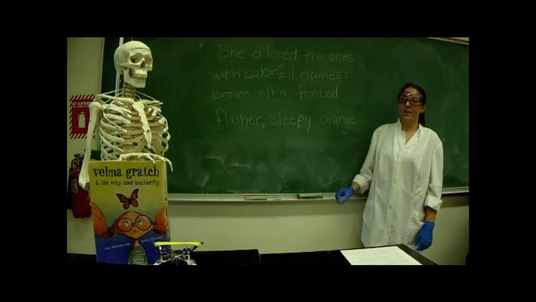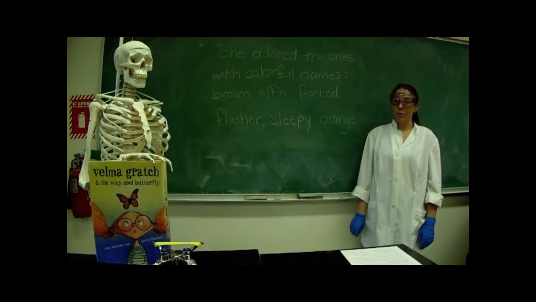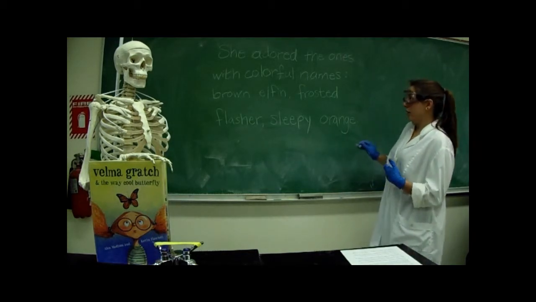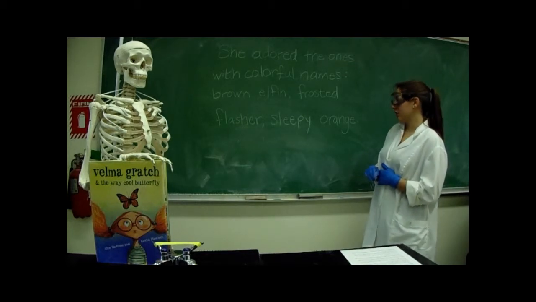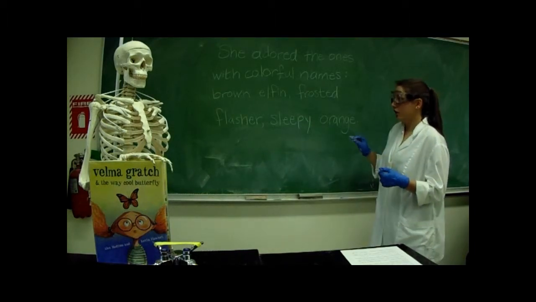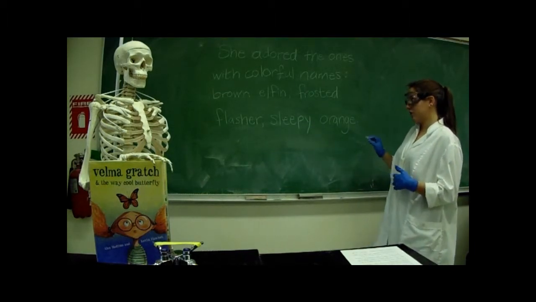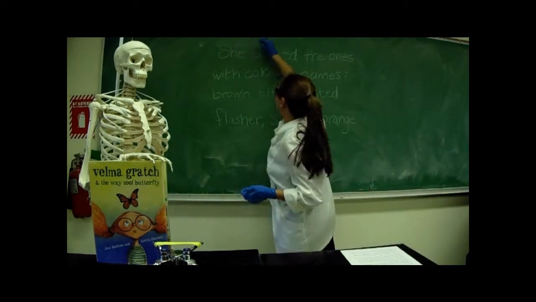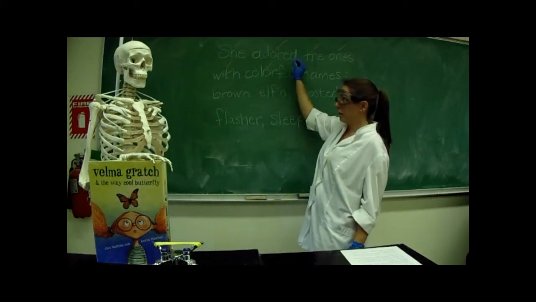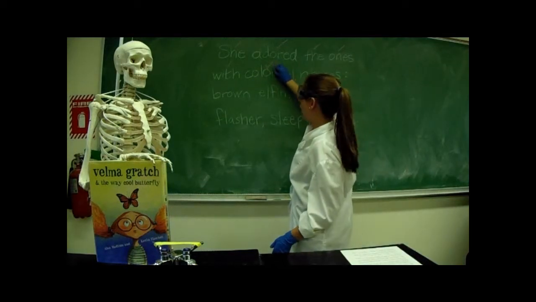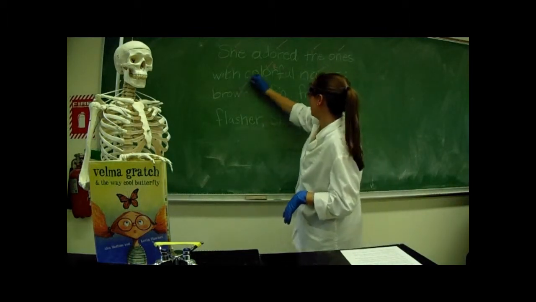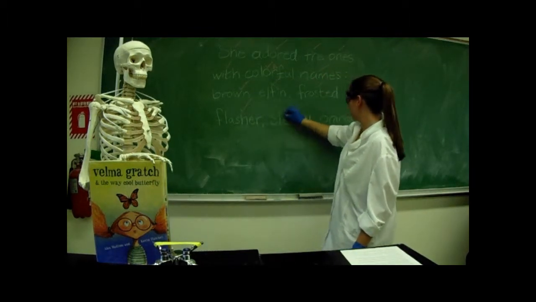Repetition of a word is notated with an R above the word that was repeated. If the student repeats the word more than once, you'll write the number next to the R. So let's say the sentence says, she adored the ones with colorful names, brown elfin, frosted flasher, sleepy orange. But the student reads, she adored the ones with colorful names, colorful names, brown elfin, frosted flasher, sleepy orange. The sentence would look like this. Check, check, check, check, because the student reads the word colorful, but then repeats the word colorful, so you'll put an R next to the check mark, but he only repeated it once, so you don't have to write a number.